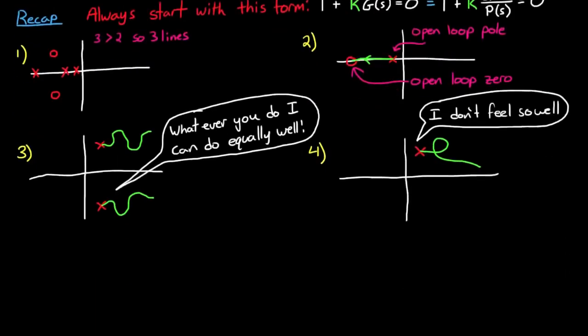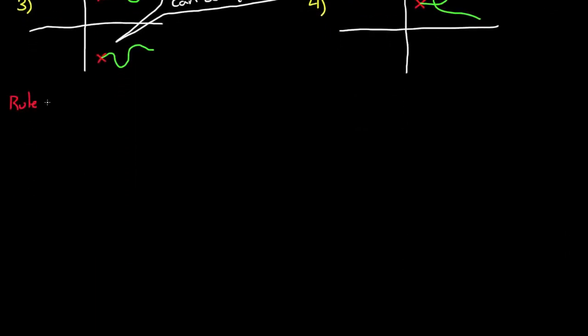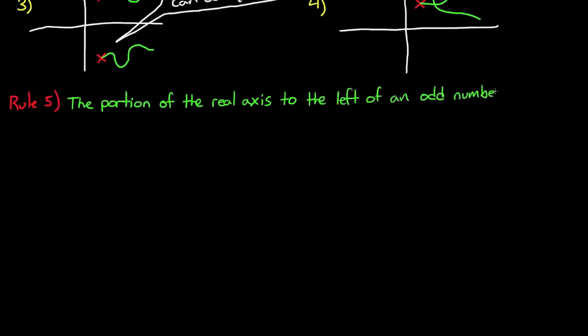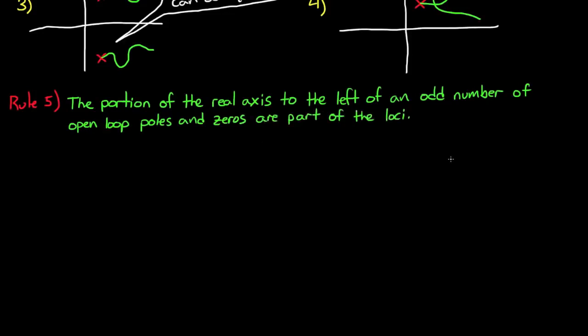And now that brings us to a new rule for this video, rule number 5. Rule number 5 states that the portion of the real axis to the left of an odd number of critical frequencies, that is zeros and poles of G(s), are part of the root locus. This is perhaps my favorite rule, because even though it's hard to state, it's really easy to remember graphically, and it's the first thing that I always do when drawing a root locus. The easier way of stating this rule is really just saying that every other space on the real axis between critical frequencies is part of the root locus.